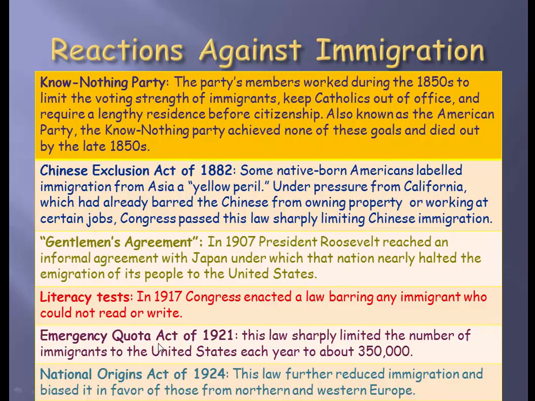The Emergency Quota Act of 1921. This law limited the number of immigrants to the United States to only about 350,000. We put a cap on the amount of people we were going to let in.